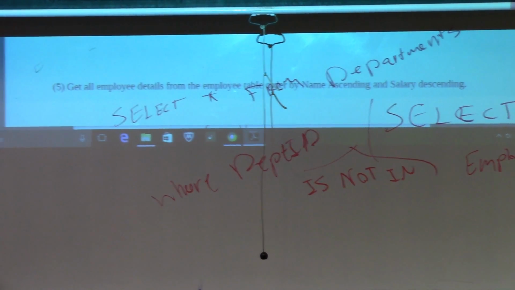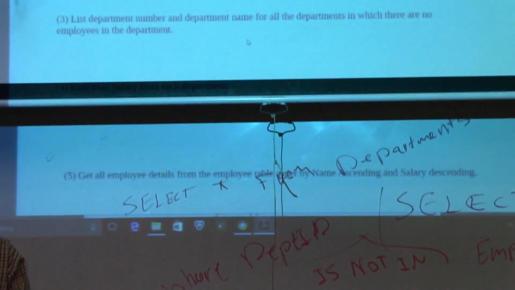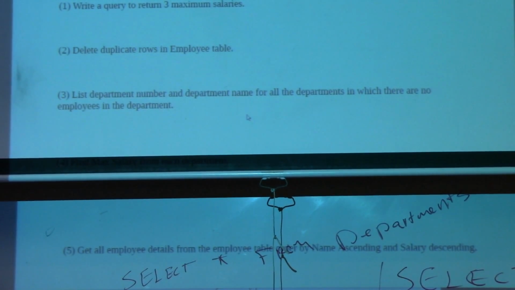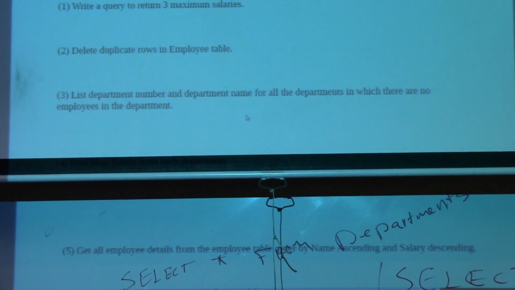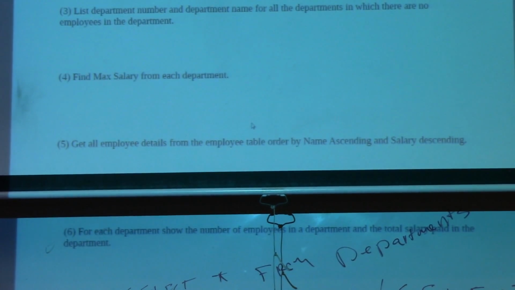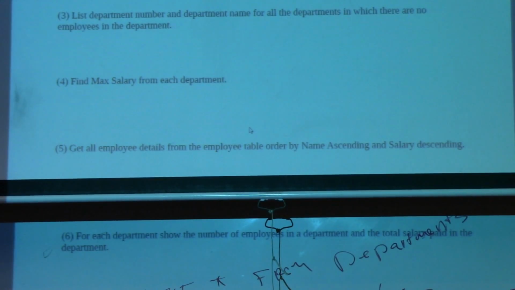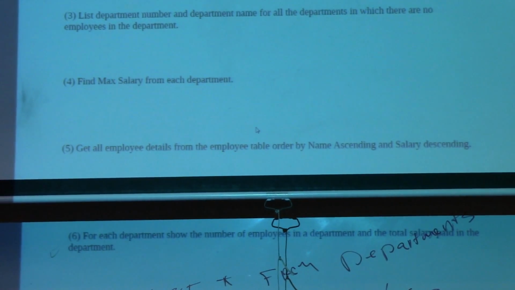List the department number and department name for all departments in which there are no employees. Okay. Find the maximum salary from each department. This is easy, right? Let's get all employee details from the employee table, ordered by name ascending and salary descending. Easy.